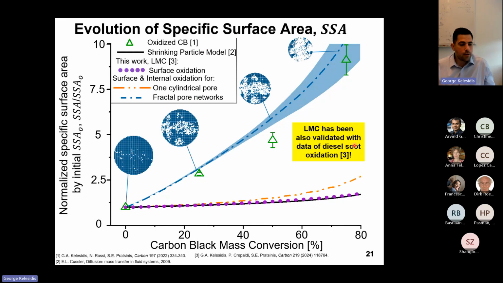If you want to learn more about this, you can check our recent publication in Carbon.